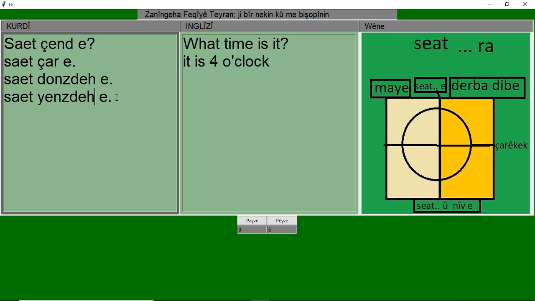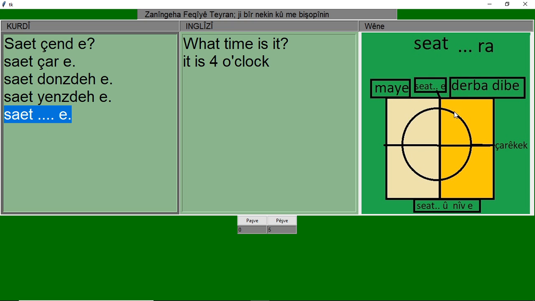And when you want to say it is 1, you will say saat yeke. Saat yeke. Do you see? When you want to tell the exact time, you simply say the number and then put an e at the end of it. Like this, you can tell the full time.